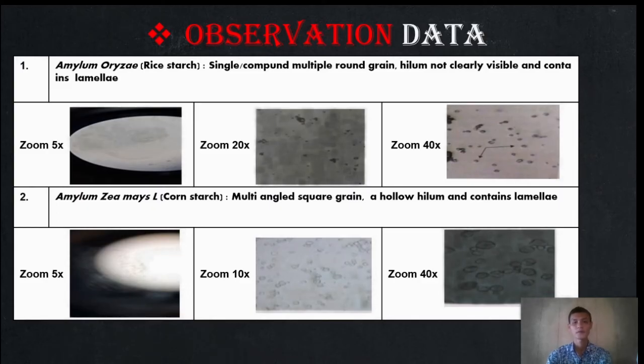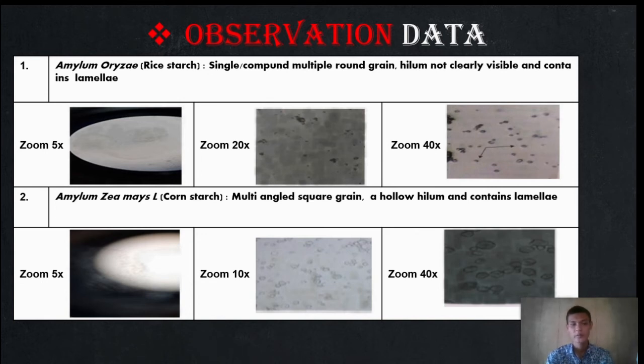So after we did all the procedures, we got the observation data like on your screen. It's so amazing. As you can see, the example pictures we have: for number one, Amylum oryzae or rice starch has single or compound multiple round grains, and the hilum is not clearly visible and contains lamella.